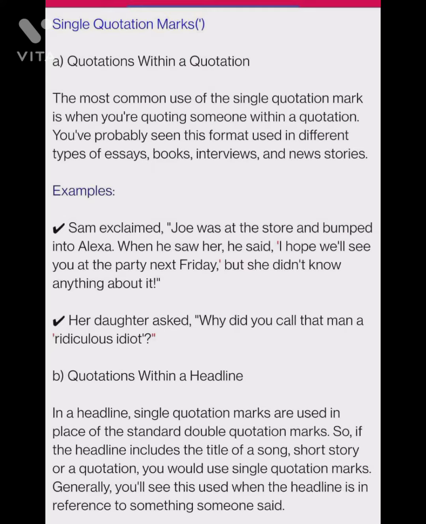Single quotation marks are used in place of standard double quotation marks. So, if the headline includes a title of a song, short story, or a quotation, we just use single quotation marks. Generally, we use this when the headline is in reference to someone else. Okay, this is how we use single quotation marks.